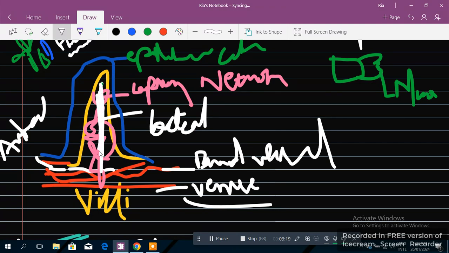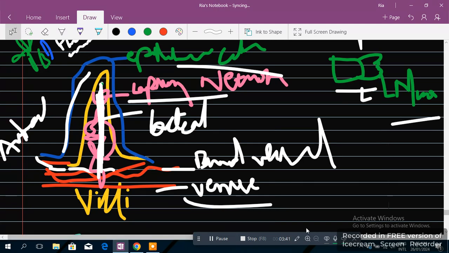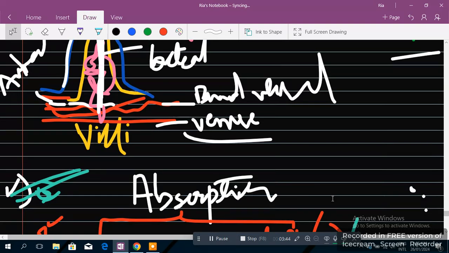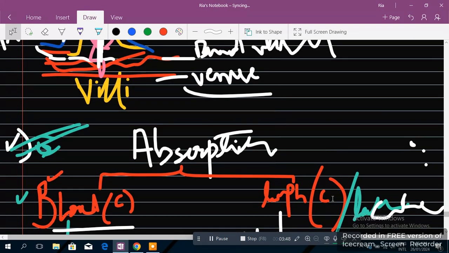Every absorption would be done in the lacteal, and this itself is covered with a capillary network, which is written here. Outside that we have a few epithelial cells, and those epithelial cells have squamous epithelium, which has the microvilli structure. So this was the structure of the villi. In the villi you will see microvilli. So this was the absorption in the blood and lymph capillary.